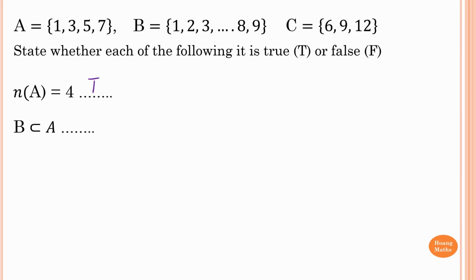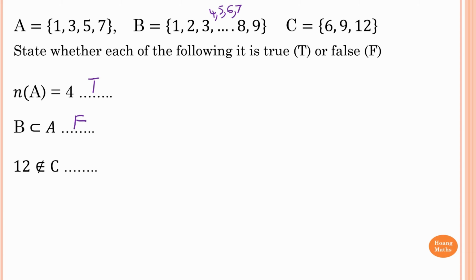Second one. B is a subset of A. So does B come from A? So let's have a look. No, it's not, because in B we have 8, 9. Now this dot dot dot means 4, 5, 6, 7. So therefore B is not a subset of A. So therefore it is false.